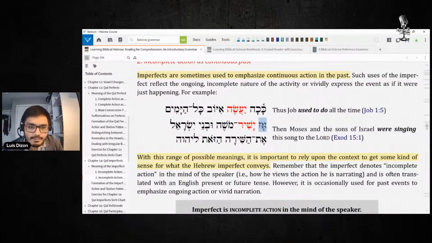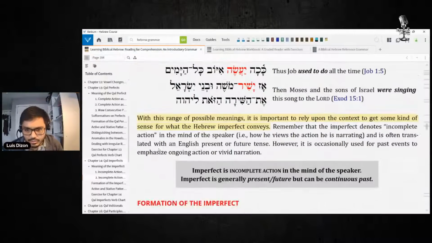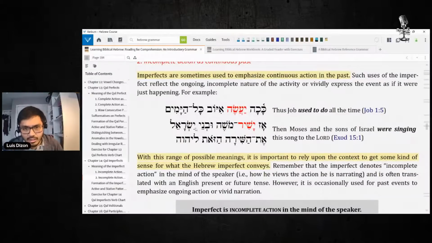So usually context will let you know how to translate any given verb. So don't rely exclusively on the actual form of the verb when translating something. Also make note of what text you're working with, whether it's a narrative of a historical event or something else that happened in the past.